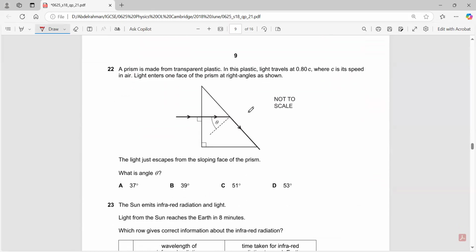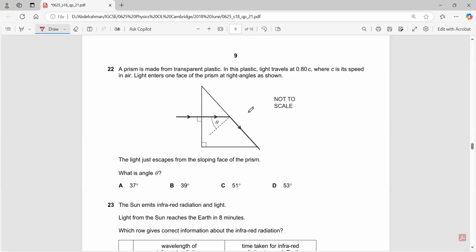Question 22. What is the angle theta? The prism is made from a transparent plastic. In the plastic, light travels at 0.8 c, where c is the speed of light in air.